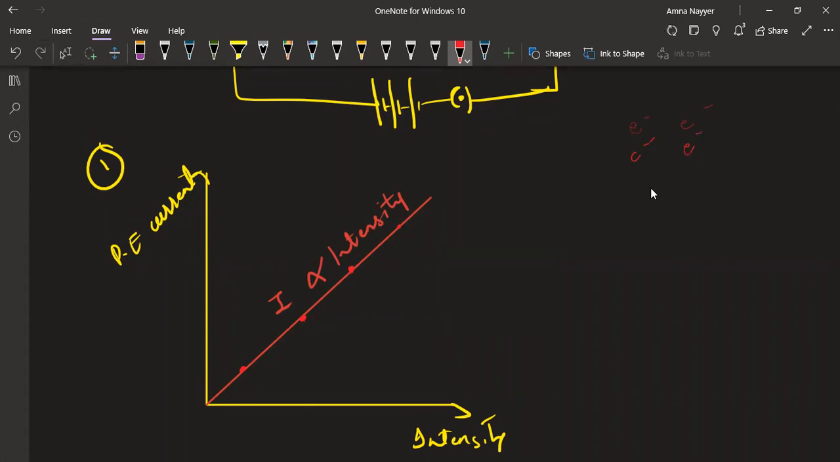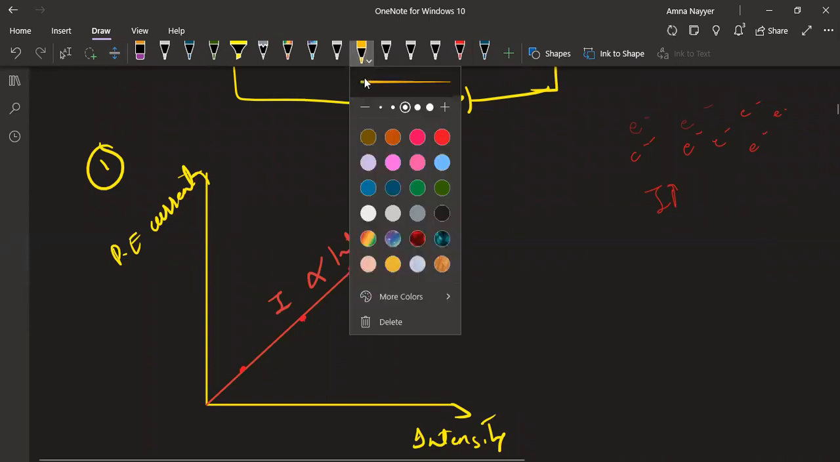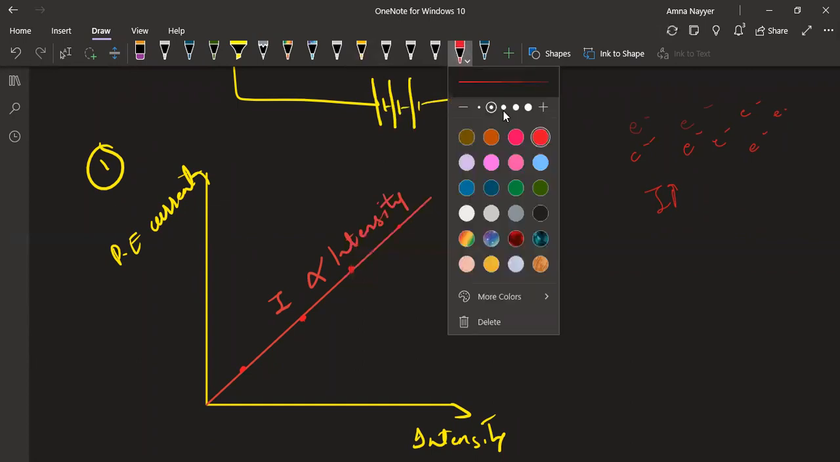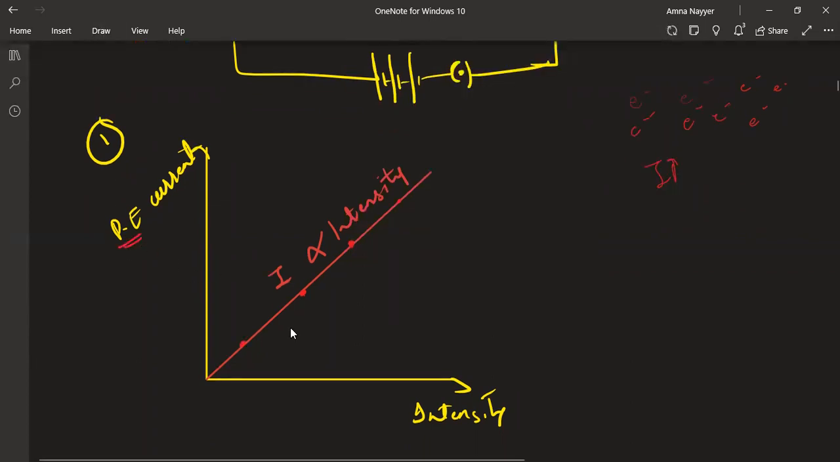Let's say you have increased the intensity. Now more electrons will get added here. As the number of electrons becomes more, both are proportional to each other. So basically what I write now: photoelectric current is directly proportional to the intensity. Photoelectric current is directly proportional to intensity because the number of photoelectrons ejected is directly proportional to intensity. So number of electrons is proportional to intensity, therefore photoelectric current is directly proportional to intensity.